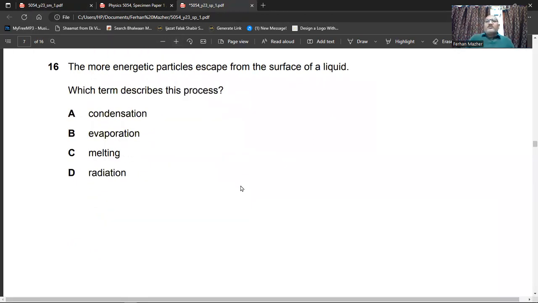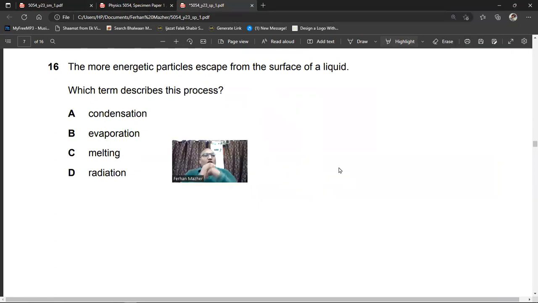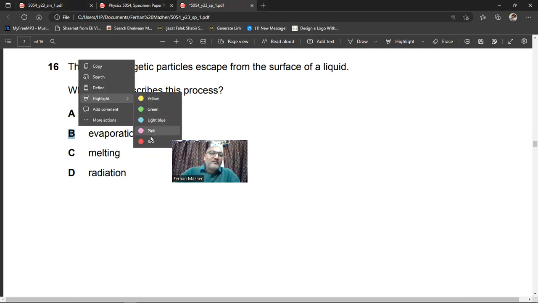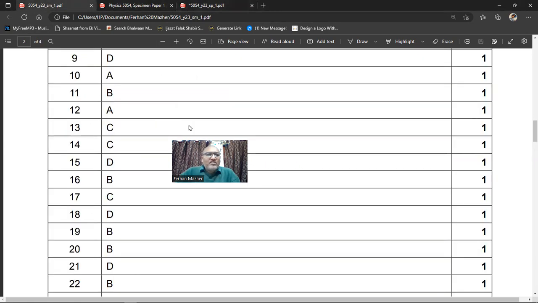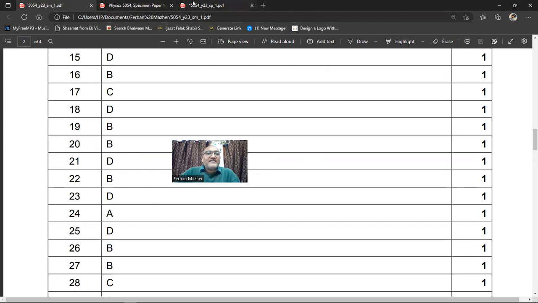So question 16 showing up on your screen. The more energetic particles escape from the surface of a liquid, which term describes this process? Condensation, evaporation, melting, radiation. Okay, so you see the particles with the higher kinetic energy, when they come to the surface of the liquid, they overcome the intermolecular forces, they overcome the atmospheric pressure, and they go into the atmosphere. That process is called evaporation. So they are talking about evaporation. Question 16, B looks the right answer to me. Okay, so B is the right answer, sir.